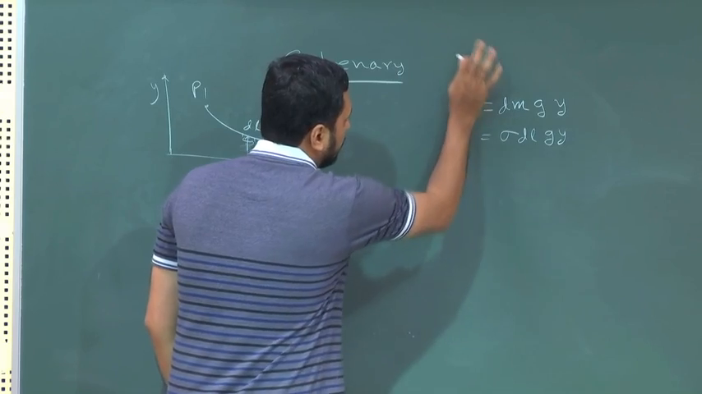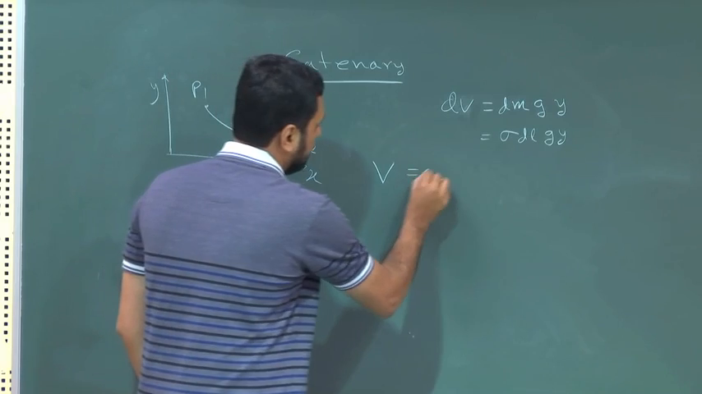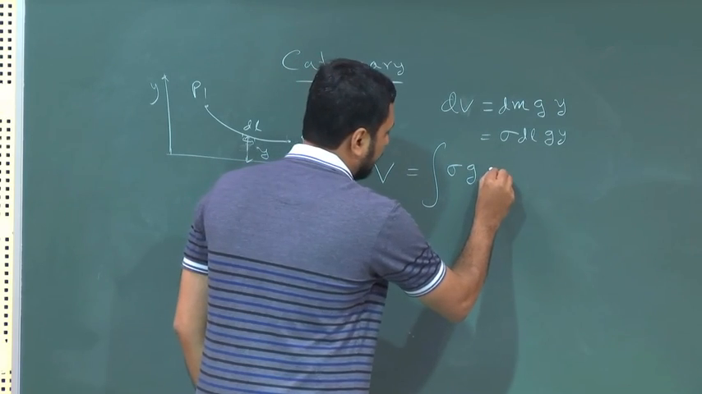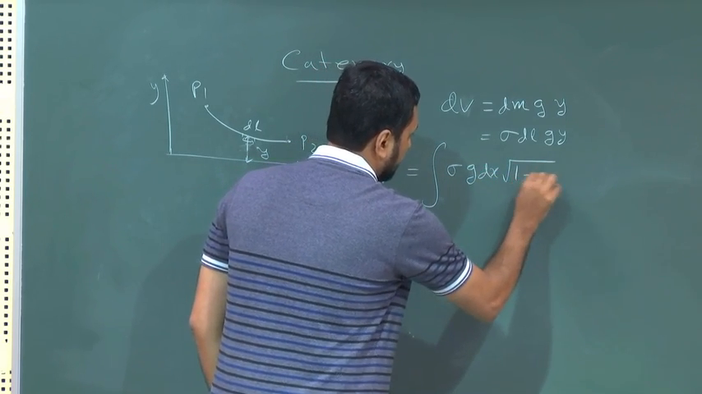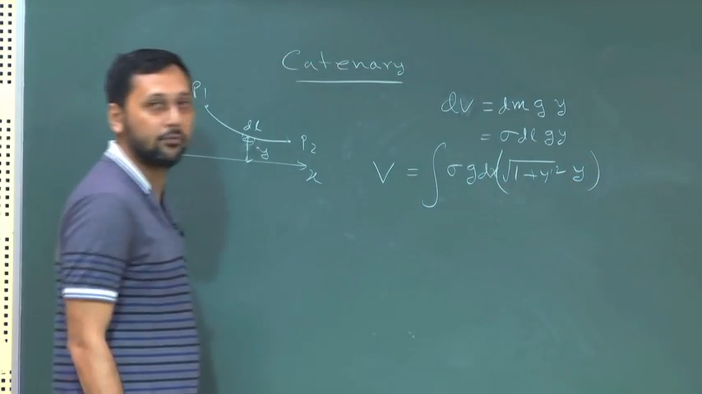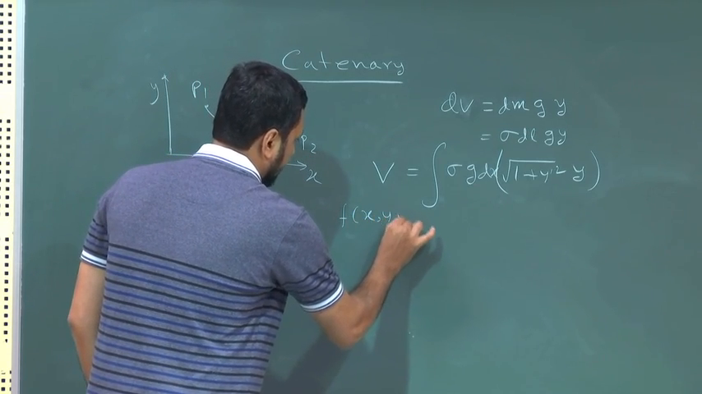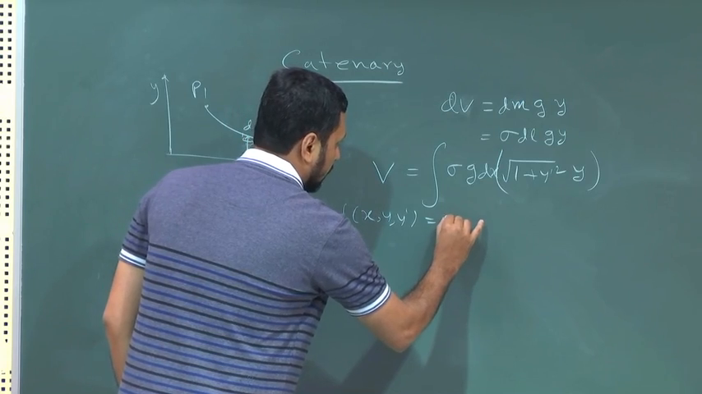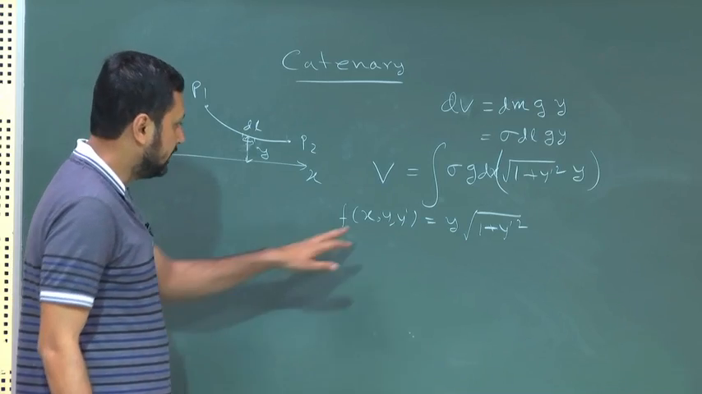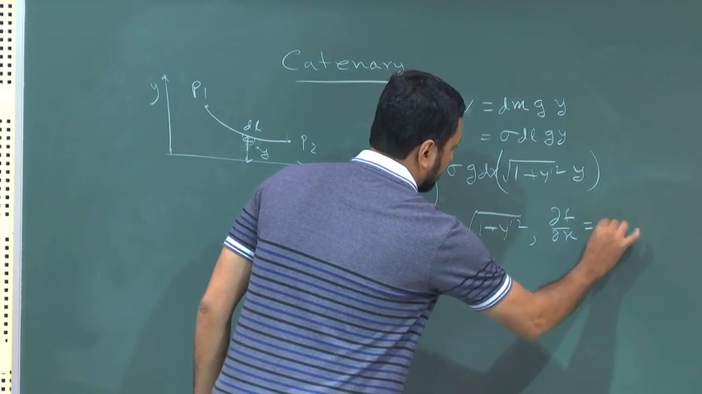Okay. So, this is your dV, and your total potential energy of the system V will be the integral of sigma g, which is a constant, times dl, which you can write as dx root over 1 plus y dashed square, times y. So, this is your function f. So, f(x, y, y prime) is equal to y root over 1 plus y dash square. Once again we see f is not an explicit function of x. So, del f del x is equal to 0.